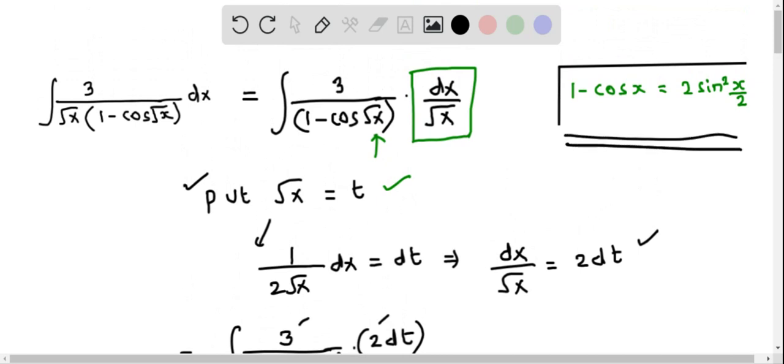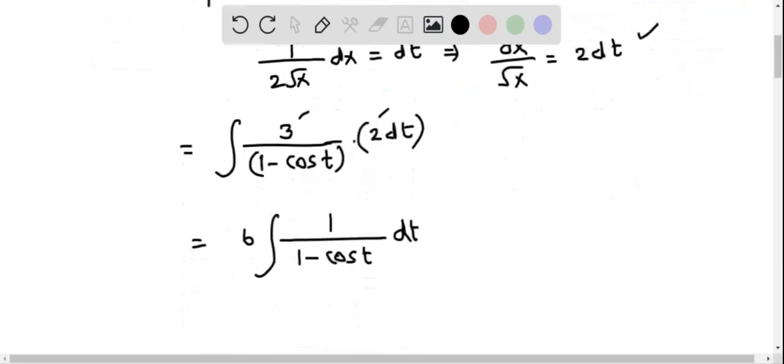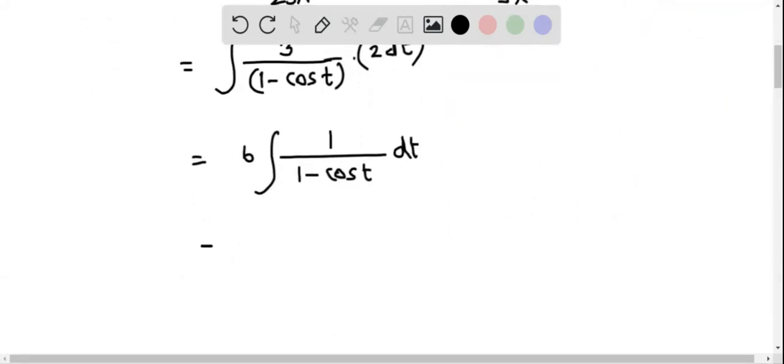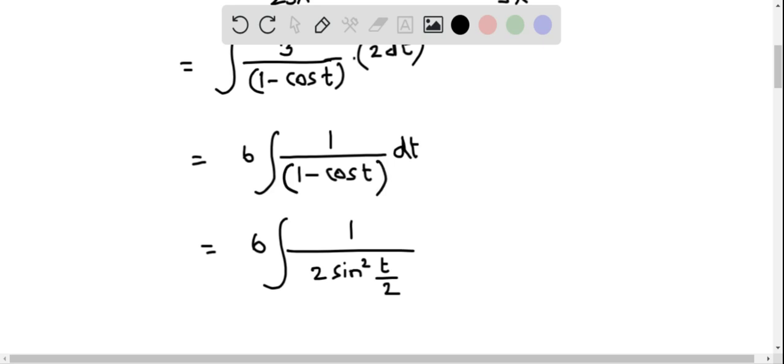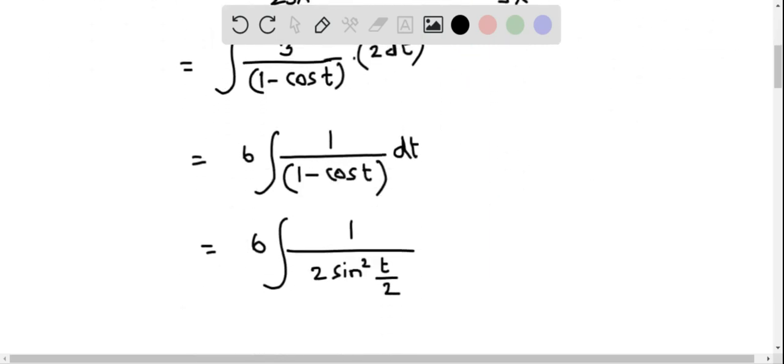That is, we can rewrite this 1 minus cosine x as 2 sine squared of x by 2. This is from the double angle formula. In the same way, if we do the substitution here, we can rewrite this integral as 6 times the integral of 1 over 2 sine squared of t by 2. Basically, we have rewritten this expression 1 minus cosine t using this trigonometric substitution, 2 sine squared x by 2. So this is 2 sine squared t by 2, and then we put this dt.